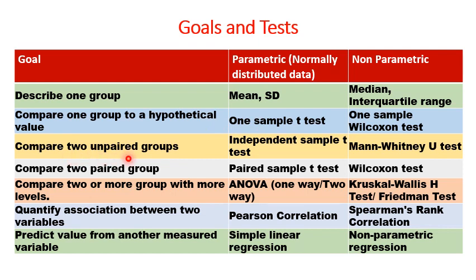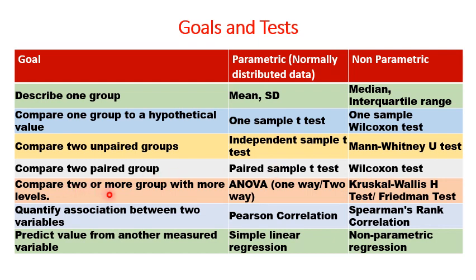Then if you want to compare two unpaired groups, you can use the independent sample t-test. The non-parametric alternative is the Mann-Whitney U-test. If you want to compare two paired groups, you can use the paired sample t-test. The non-parametric alternative is the Wilcoxon test.